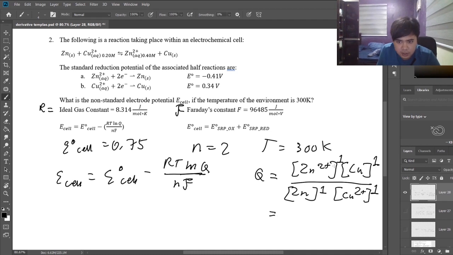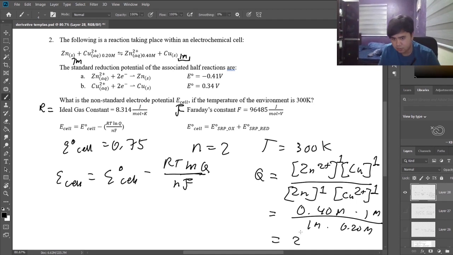So the Q here is equal to, for the zinc 2 plus, 0.40 molar multiplied by 1 molar. There's no molarity attached in here, so we just assume this is 1 molar. Same with here, we just assume this is 1 molar. Divided by the zinc here is 1 molar multiplied by 0.20 molar. This is going to be 2. That's the Q, which is the reaction quotient.